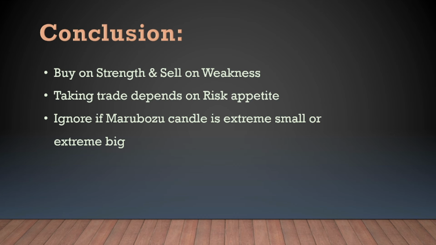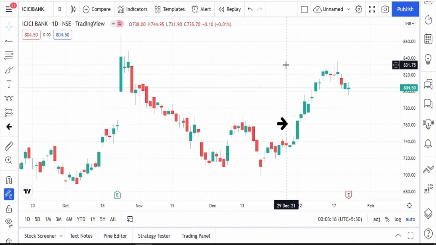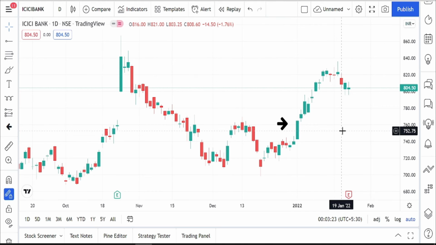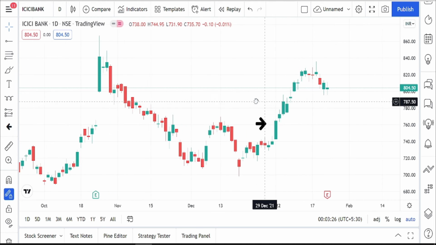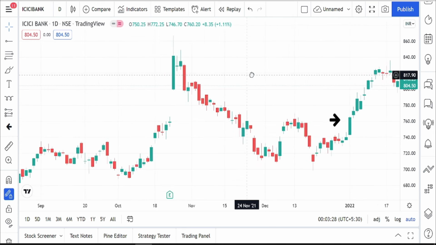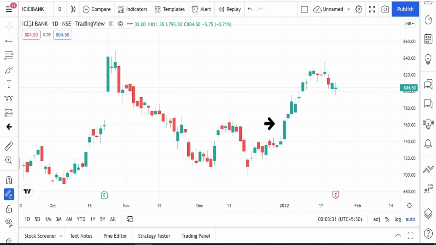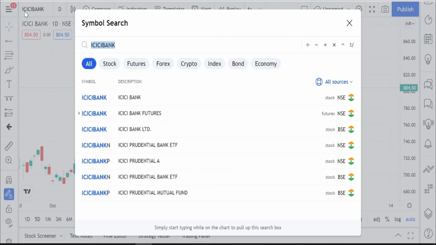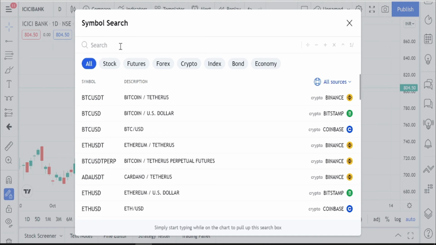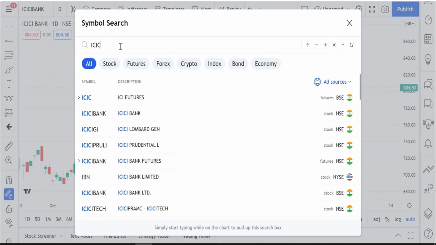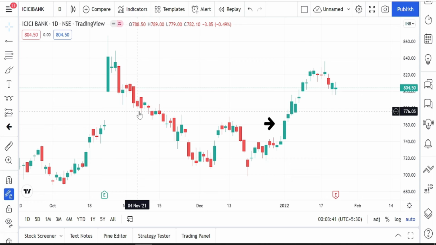So friends, now I'll show some examples on the real chart and we will analyze. Alright friends, now let us try to understand the Marubozu candles on the chart. I've just opened the ICICI Bank stock on the chart. Let me show how to apply it. When you click here, you can select whatever stock you need. For now I'm just taking ICICI Bank.